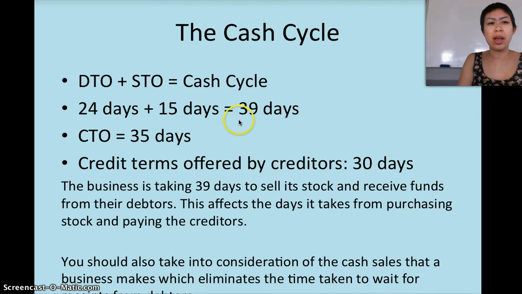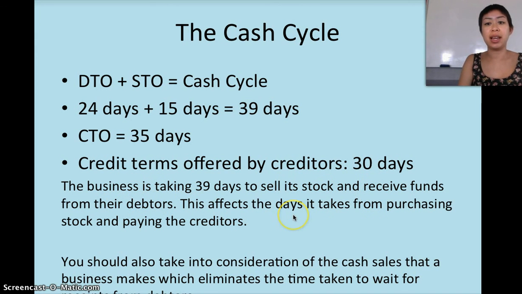Now, we're going to look at the cash cycle. It's basically the debtors' turnover plus the stock turnover. In this example, if the debtors' turnover is 24 days and we add a stock turnover of 15 days, the cash cycle will be 39 days. At the same time, the creditors' turnover for the business might be 35 days, and the credit terms offered by creditors is 30 days. So you can see that looking at our turnover, we are actually exceeding the terms offered by creditors. So we're taking longer to pay them back, and you can see that it's probably because of the cash cycle. So the business is taking 39 days to sell its stock and then receive funds from their debtors.